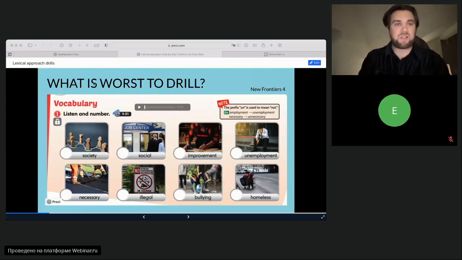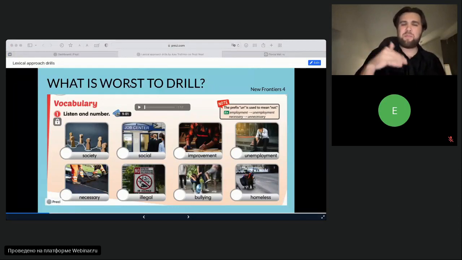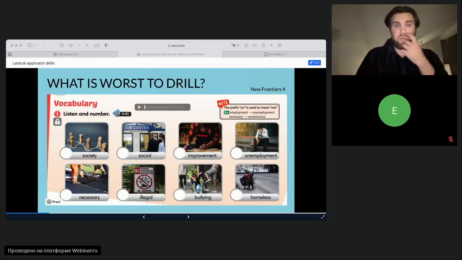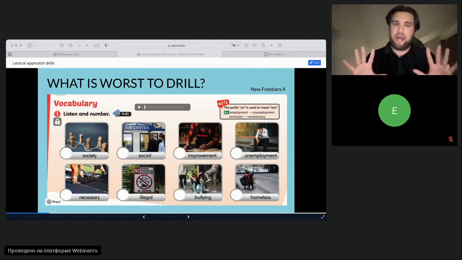So my task for you is to write in the chat the words that you wouldn't like to pay a lot of attention to among this set. One word or two words, the words which you think your students would be able to live without. But of course, there are a lot of words here which are really essential. So please, can you text your ideas?